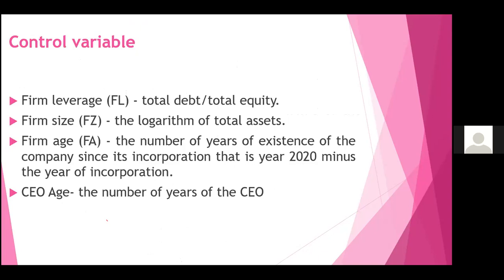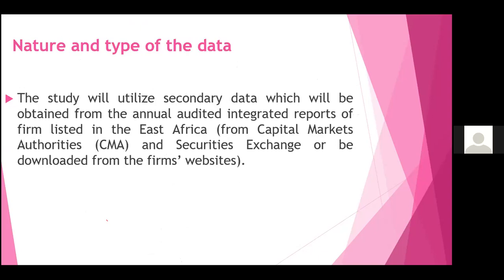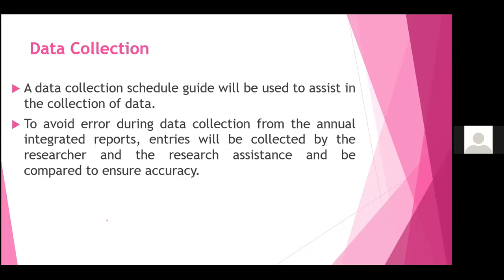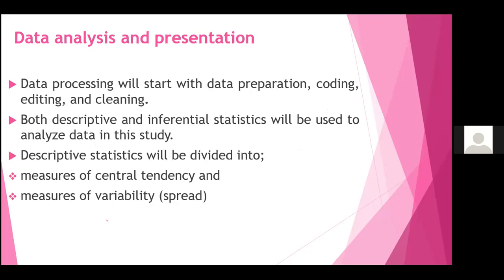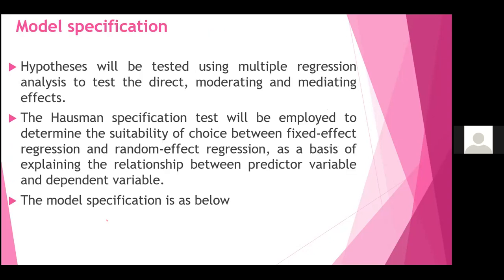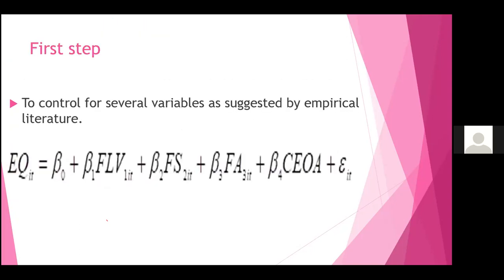Then I will also look at the different control variables, and my data will be secondary, like I've said, and I'm going to look at all the companies in East Africa, other than those which have been suspended or delisted. For data analysis and presentation, my model will be tested using multiple regression analysis to test the direct, moderating and mediating effects. And the Hausman specification test will be employed to determine the suitability of the choice of fixed effect regression and random effect regression as a basis to explain the relationship between the predictor and the dependent variable.